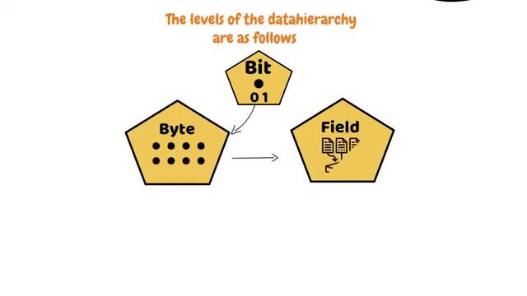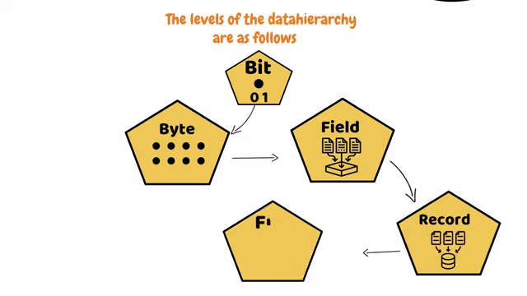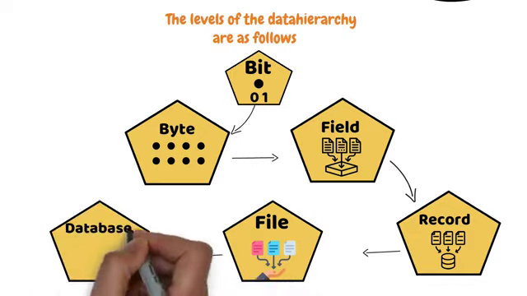A field, a collection of related bytes. A record is a collection of related fields. A file is a collection of related records, and finally, a database is a collection of related files.